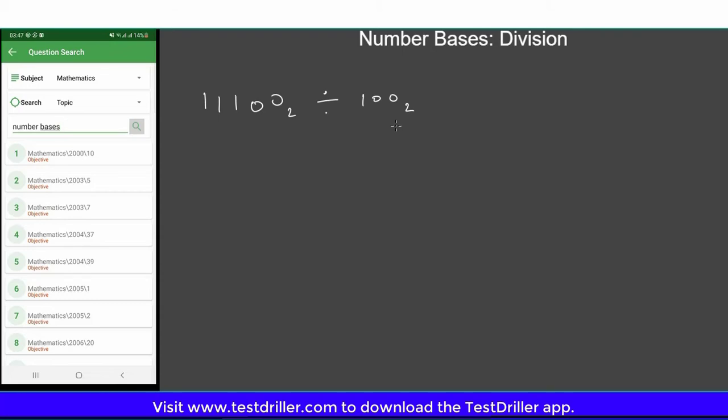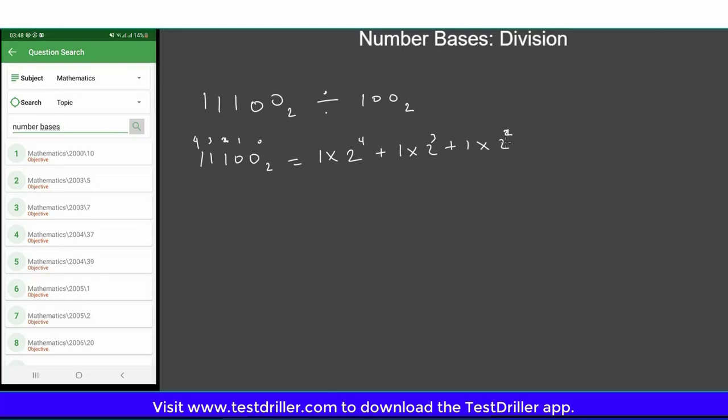We apply the same principle as we did for multiplication. We convert each of these numbers to base 10. We do our division in the regular fashion, and we convert back to base 2. So let's convert 1, 1, 1, 0, 0 to base 10. So the place number is 0 here, this 1, this 2, this is 3, and this is 4. So we say 1 times 2 raised to the power of 4 plus 1 times 2 raised to the power of 3 plus 1 times 2 raised to the power of 1.